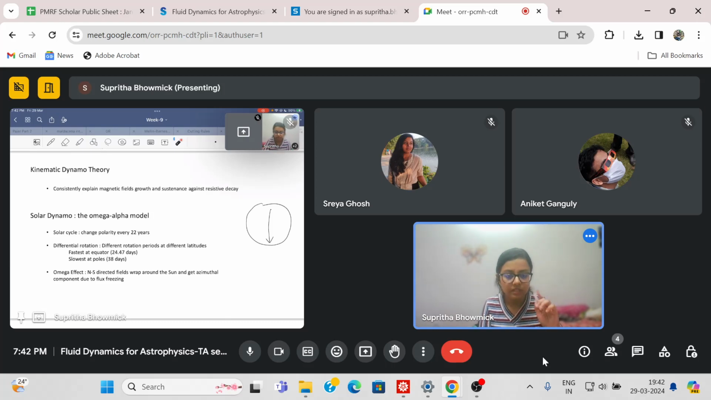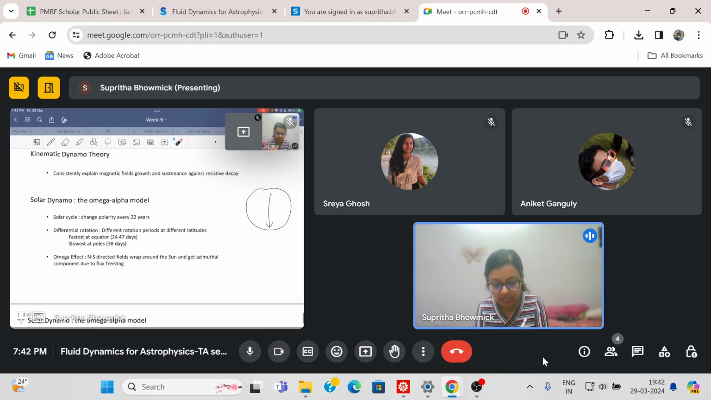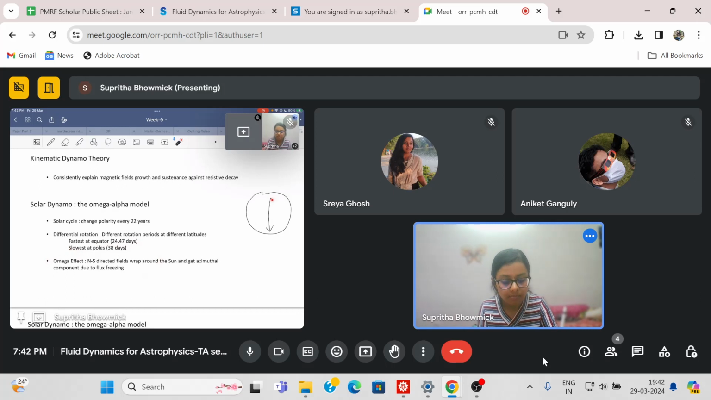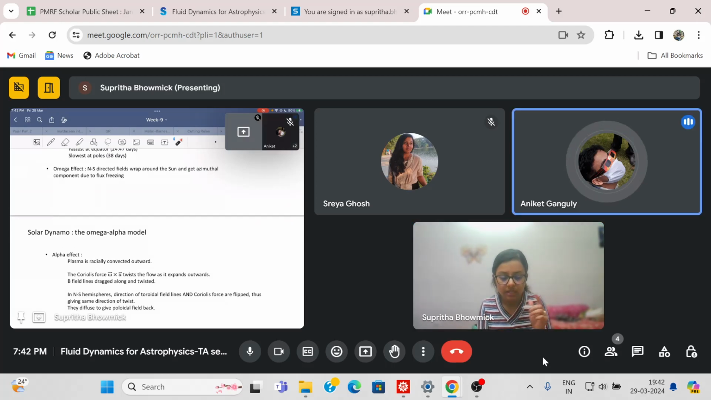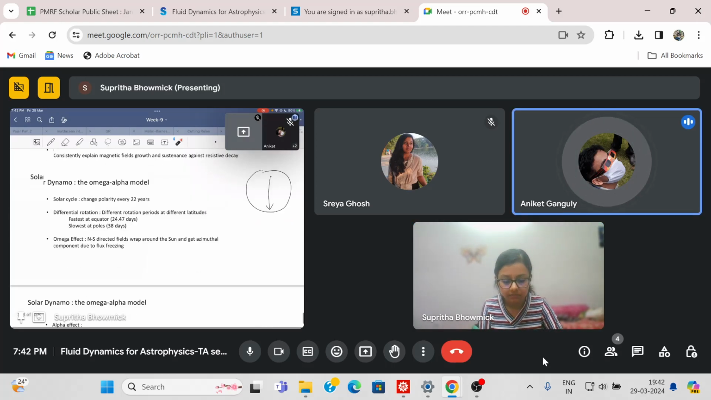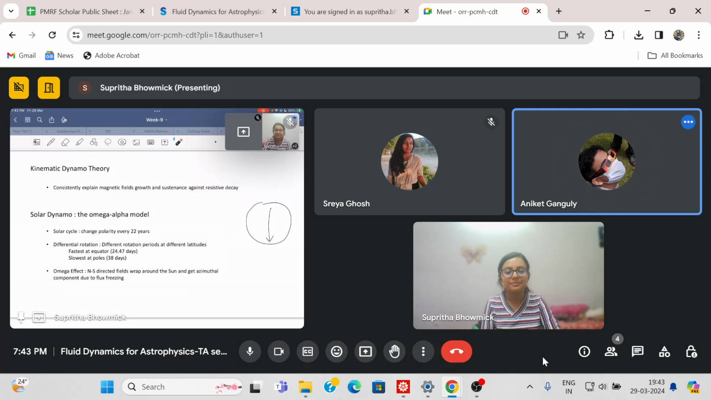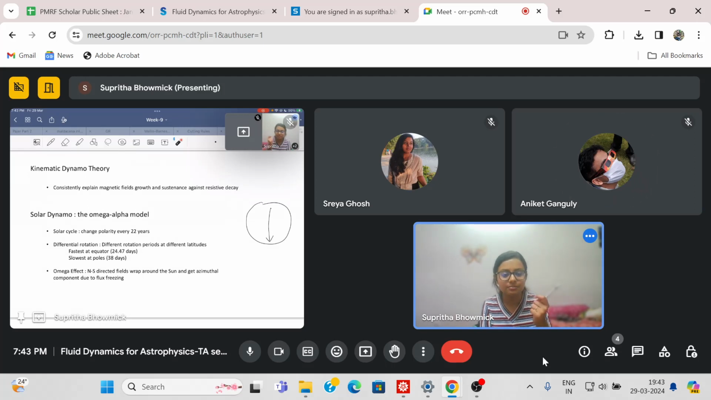Okay. And when that happens, this is the omega effect. This is the poloidal magnetic field getting some azimuthal component, wrapping around the sun, becoming toroidal. Okay. Then comes the alpha effect. Actually, is it called omega because of the shape of the deformation? Probably. No, but I think it's called omega because of the rotation, because it's primarily because of the differential rotation of the sun, I guess. Okay.